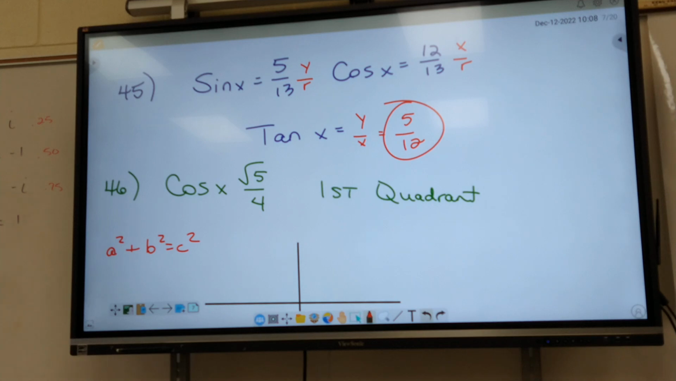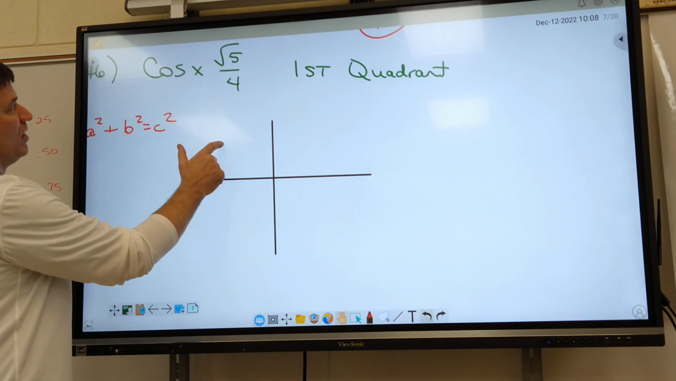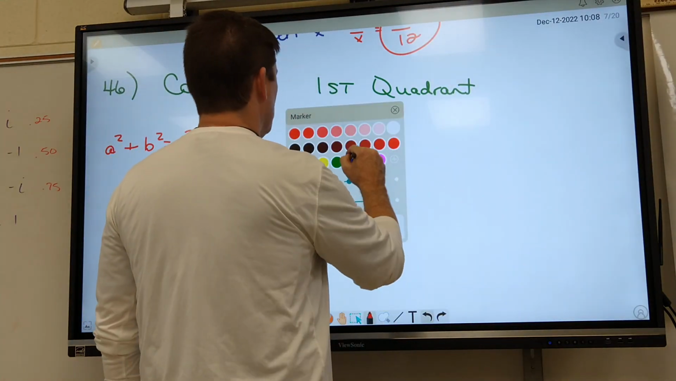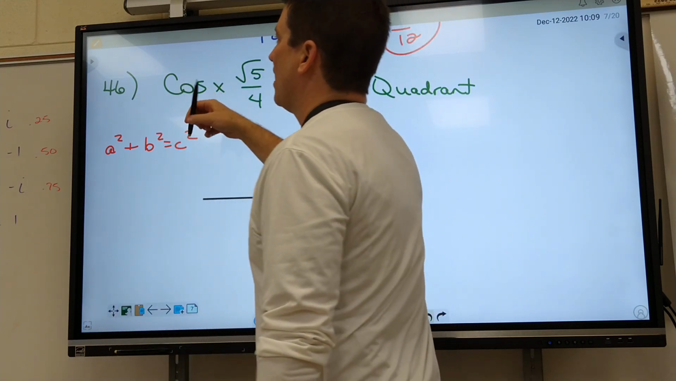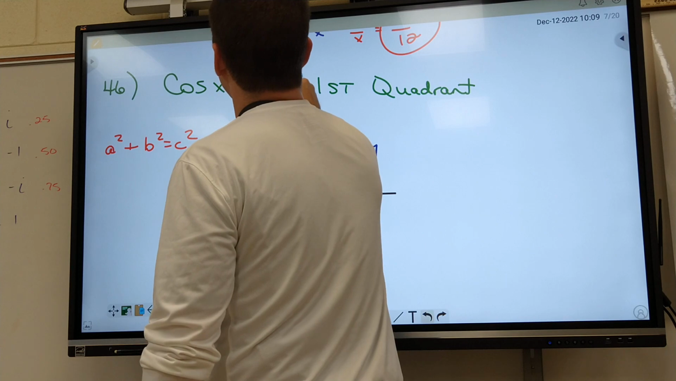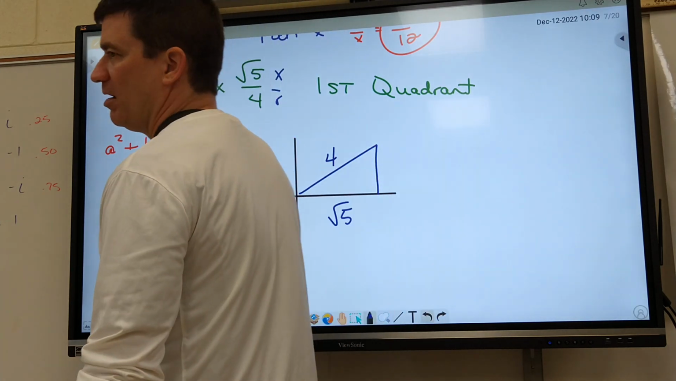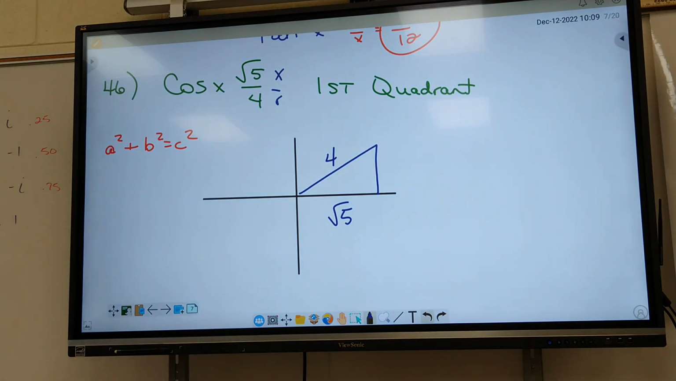All right, now 46, we do have to draw a triangle. We can't cheat on this one. What lets you know on 46 you got to draw a triangle? It says first quadrant. So just like what we just did, cosine is X over R. So root 5 goes here, 4 goes there. How do we find the missing side again? Same way we just did. A squared plus B squared equals C squared. So you'll do root 5 squared minus 4 squared and find an answer.